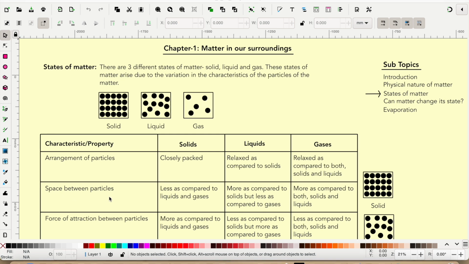The second property is space between particles. You can see the space between particles in a solid is very less as compared to the space between particles of a gas. The third property is force of attraction between particles. Particles of a solid are very close to each other, so their force of attraction is more as compared to particles of a gas, in which particles are far apart.